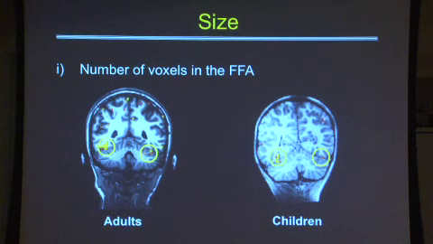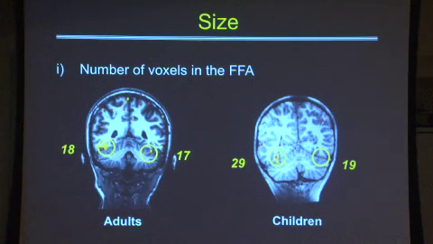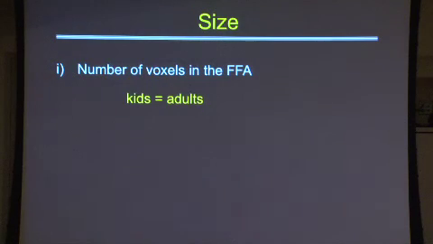Now, in the adult, in the right FFA, on average, over these 8 people, they have 18 voxels within this region. And in the child, they have 29 voxels. So it's certainly not getting bigger over time. In the left hemisphere, in the left FFA, the adult has approximately 17 voxels on average and 19. And I can tell you that when you do the appropriate statistics on this, there are no significant differences between the size of the right FFAs and the size of the left FFAs between children and adults. Okay? So to the size then, like I said before, kids seem to look just like adults with respect to the size of the FFA, or number of voxels.